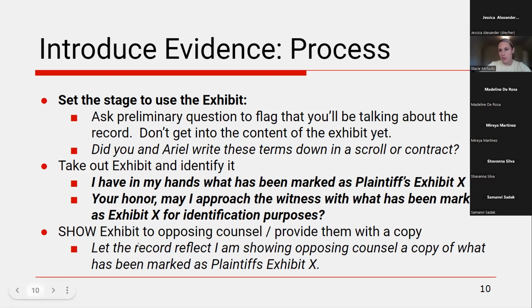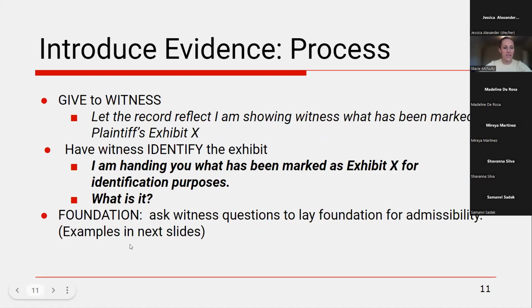So this is where you're running commentary of what you're doing. "Let the record reflect, I am showing opposing counsel a copy of what has been marked as Plaintiff's Exhibit X." So you're just saying what you're doing. I have Exhibit X. I'm going to show opposing counsel Exhibit X. Then you give it to the witness. "Let the record reflect, I am showing the witness what has been marked as Plaintiff Exhibit X."